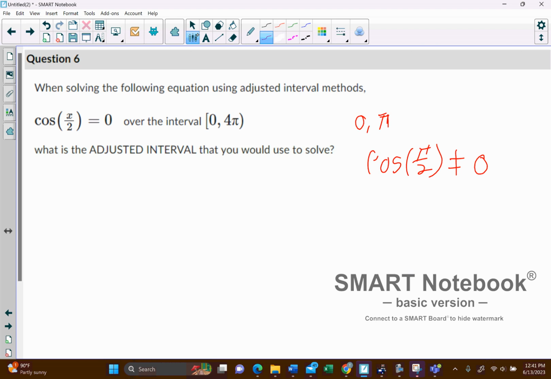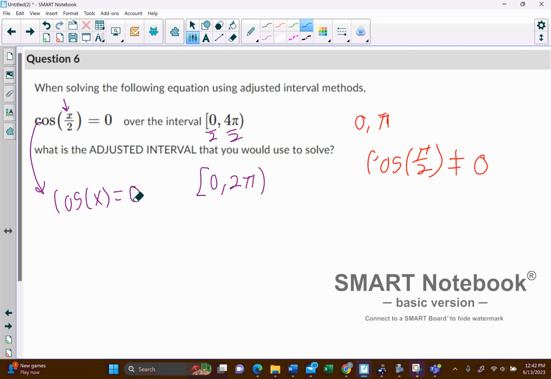So what we do here is whatever's occurring to the angle here, go ahead and apply that to your interval. So you're going to divide both of those by 2. And so that's the answer. That's the adjusted interval. But why? Why is that important? Well, then what you do is you take this equation and you look at it as though it were just cosine of x. And so cosine of x equals 0, that would be at 0 and pi. But I already showed you that pi doesn't work, right? If you plug in pi, it would not work in the original equation.